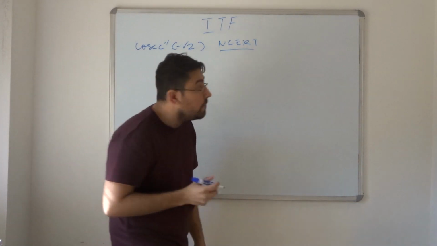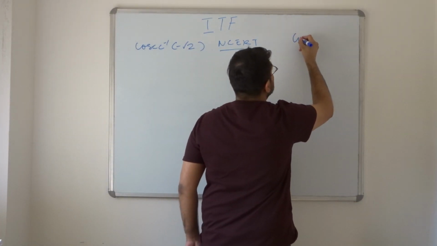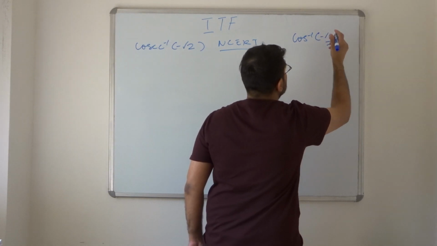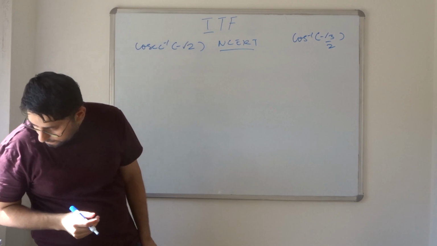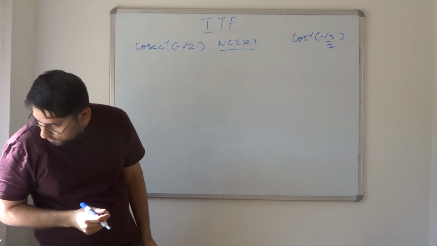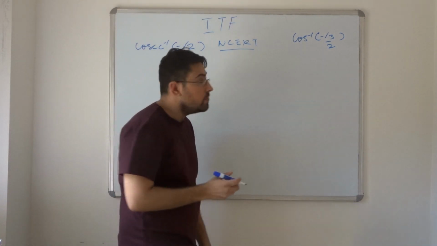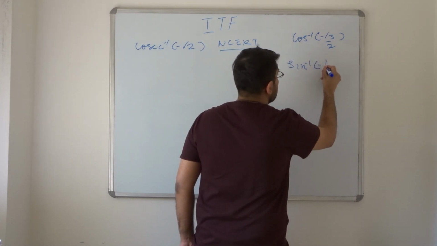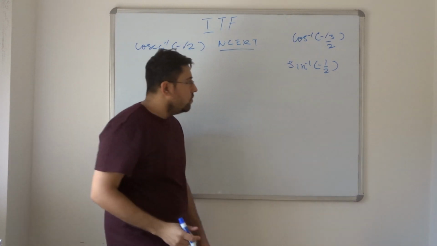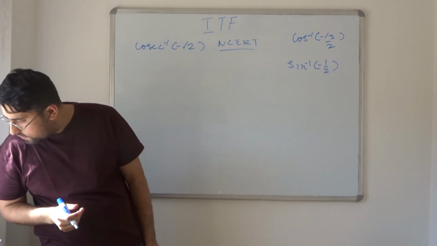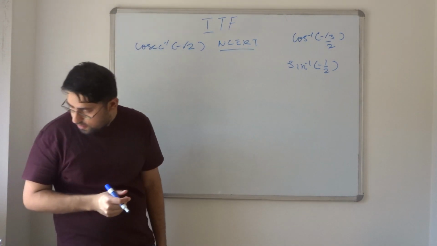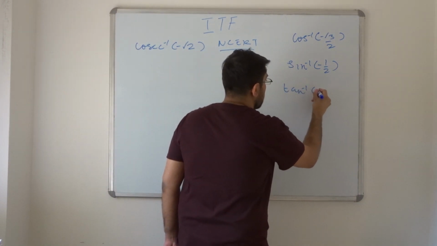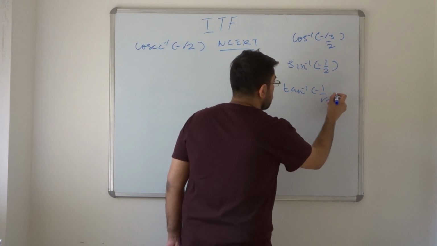Okay, so I'll write the rest of the questions here. Cos negative root 3 upon 2. Sine negative half. And tan negative 1 upon root 3.